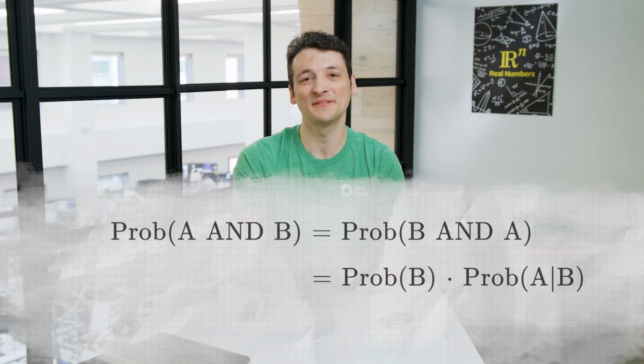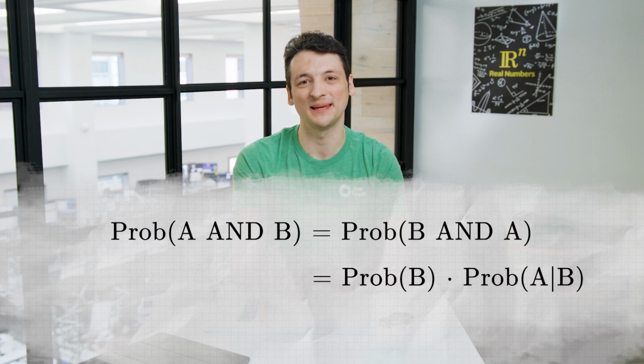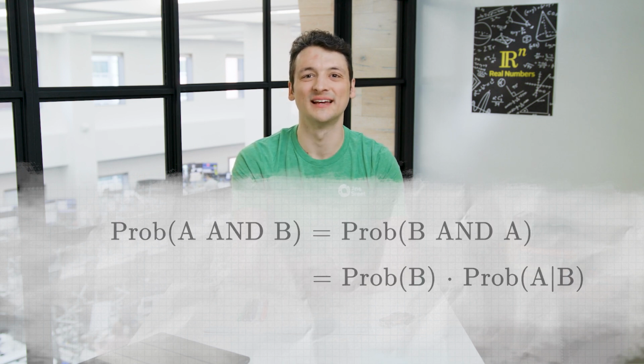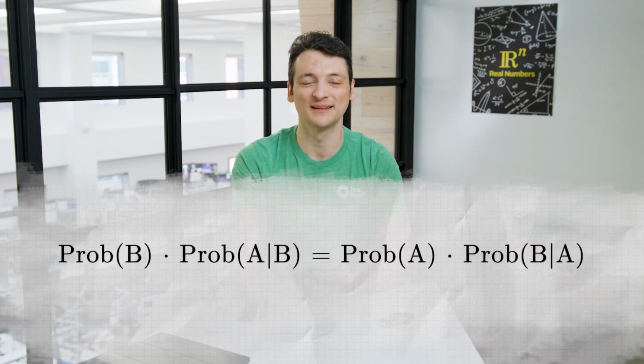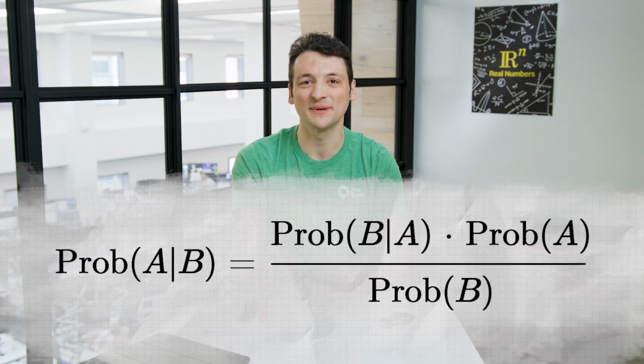Now, using the conditional probability formula again, the probability of A and B equals the probability of B and A equals the probability of B times the probability of A given B. And combining these together, we get the probability of B times the probability of A given B equals the probability of A times the probability of B given A. Dividing both sides by the probability of B gives Bayes' theorem. The probability of A given B equals the probability of B given A times the probability of A over the probability of B. Try to employ this theorem to help compute the problem of the week.